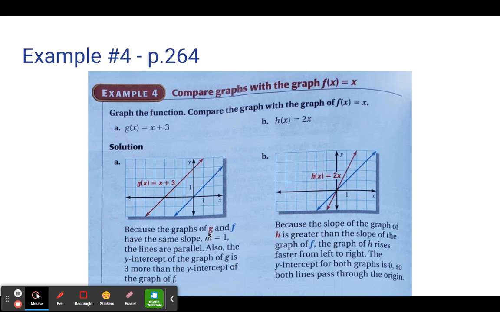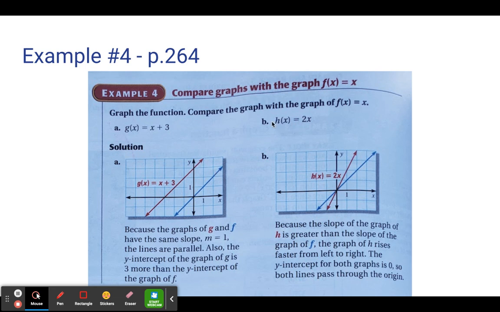Because the graphs of g and f have the same slope, m equals 1, the lines are parallel. Also, the y-intercept of the graph of g is 3 more than the y-intercept of the graph of f. So you could just say the line moved up 3, would be one way to think of it.